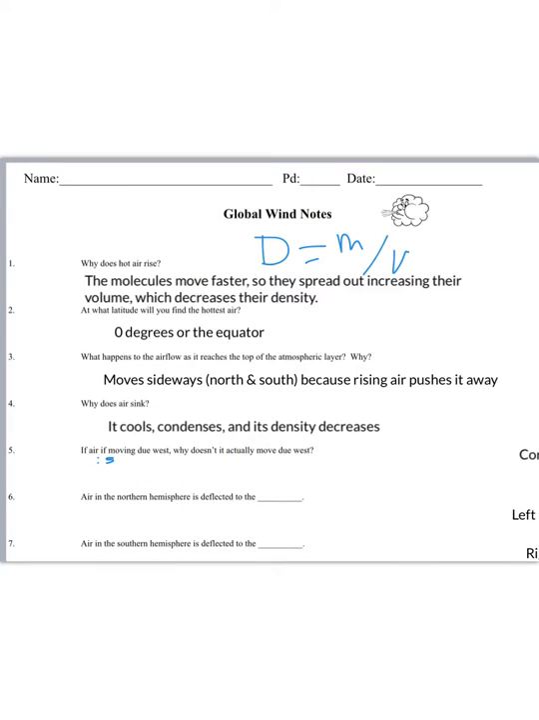If air is moving north or south, why doesn't it actually move that way? I had a little typo there, so I try to correct it. This goes back to a previous concept we were just looking at, the Coriolis force. If the Earth is spinning, everything on the surface of the Earth that is a fluid will also spin. Air in the northern hemisphere is going to be deflected to the right, if you remember.